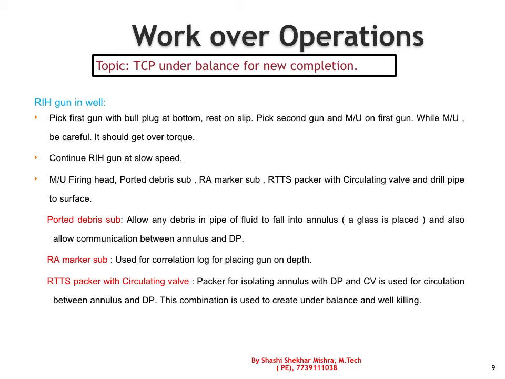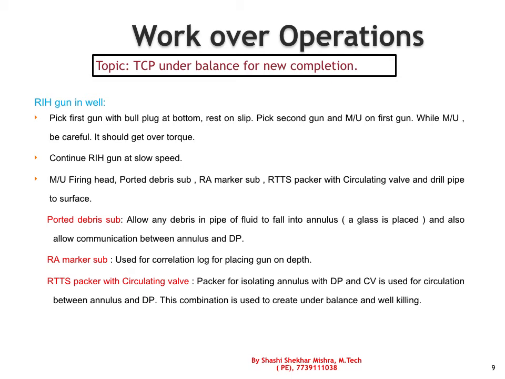So the function of the ported debris sub is that any debris from the pipe that falls below should not go to the firing head. So there is a glass placed which allows the debris to fall into the annulus.